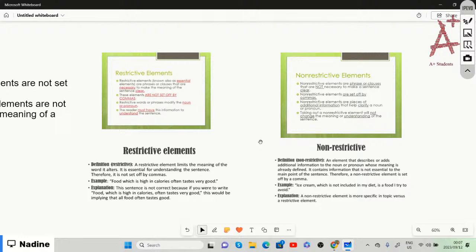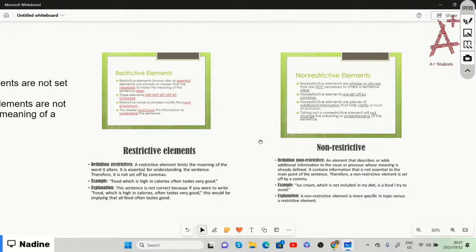Or sometimes if we put a comma next to calories or a certain word, remember, it separates that specific word from the rest of the sentence, and it means that you are just focusing on that specific word or phrase.